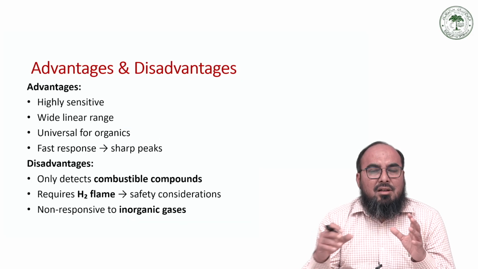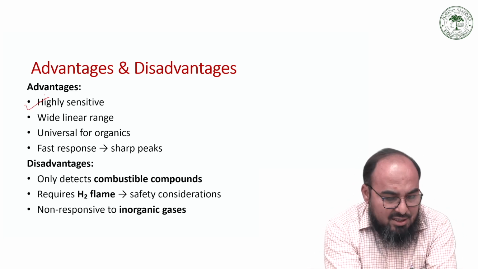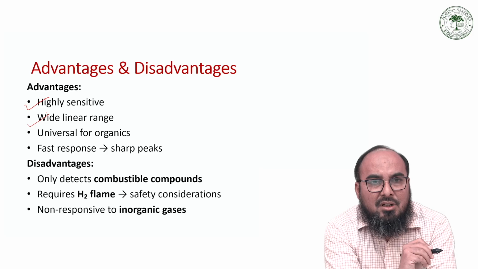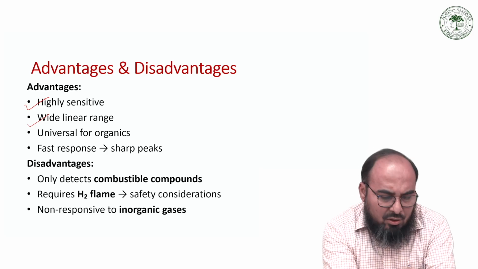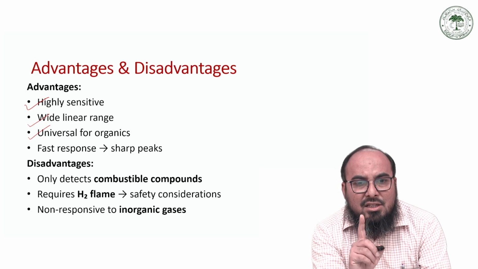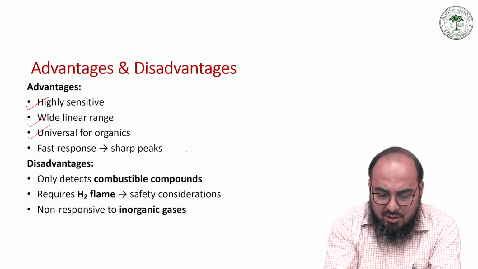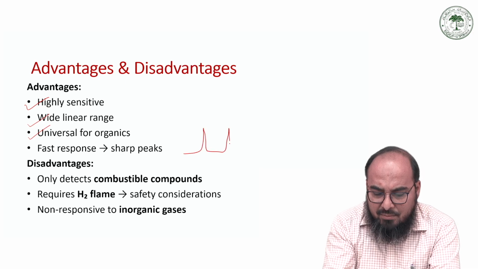So let us see the advantages. The advantages are high selectivity, a wide linear range, and it can detect almost all organic compounds, and that is why it is called a universal detector. It has fast response, and it gives sharp peaks.